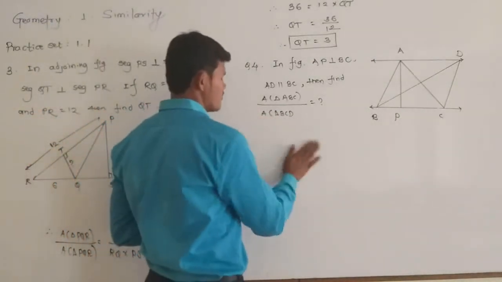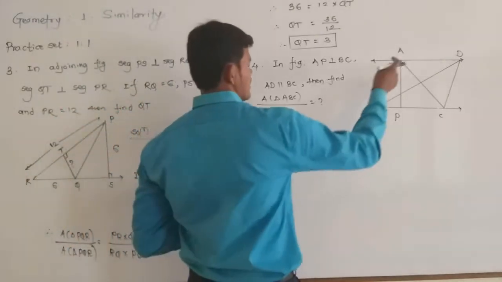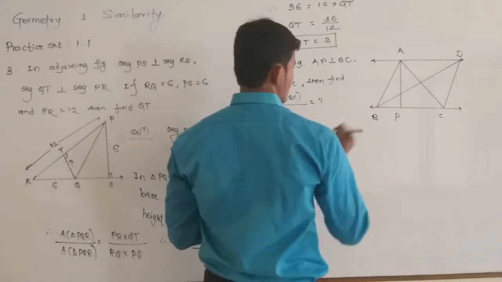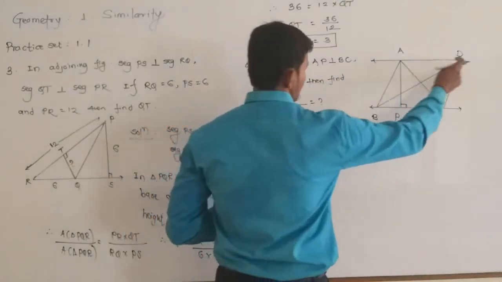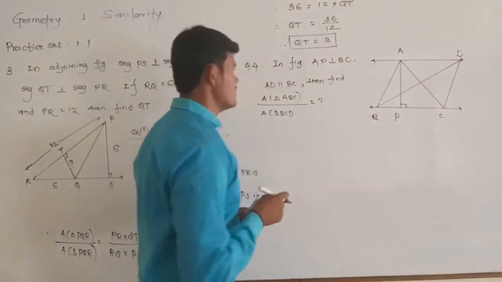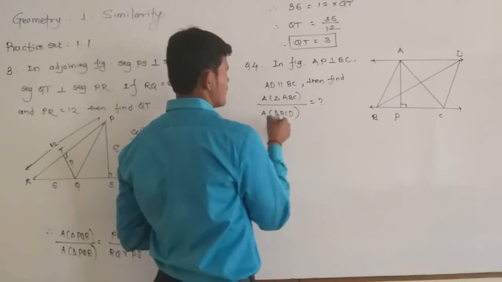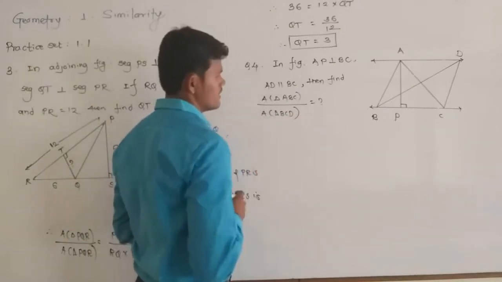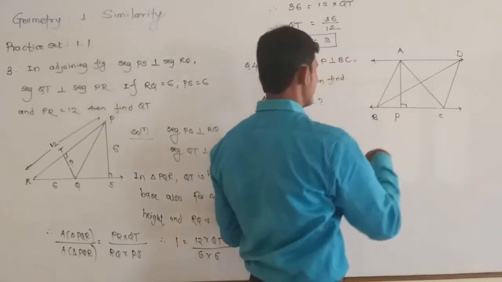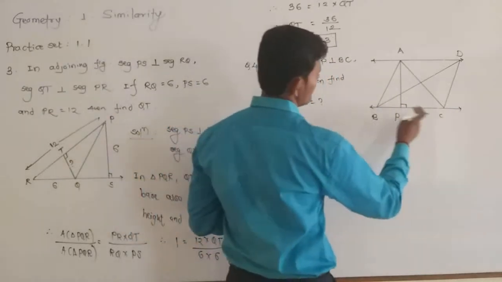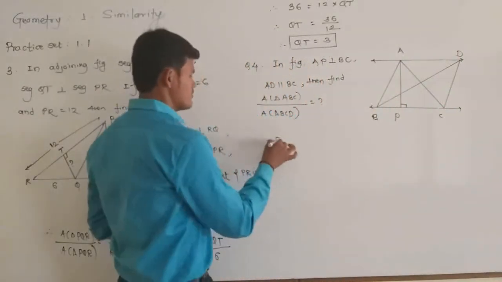Now question number 4 is, in the figure AP is perpendicular to BC and segment AD is parallel to BC, then find the area of triangle ABC to the area of triangle BCD. We have to find the area of triangle ABC as well as the area of triangle BCD. Okay. Solution.